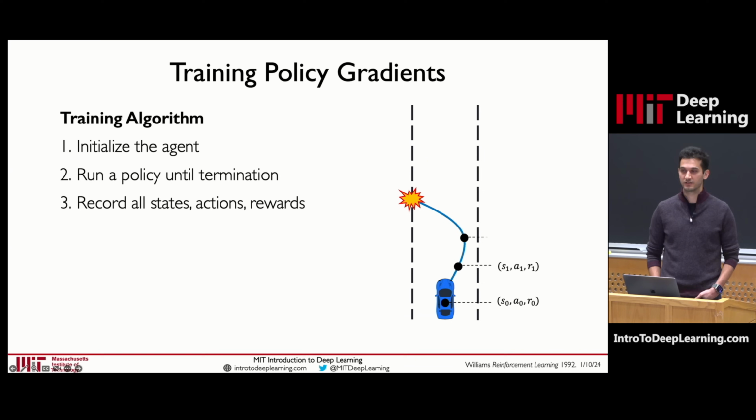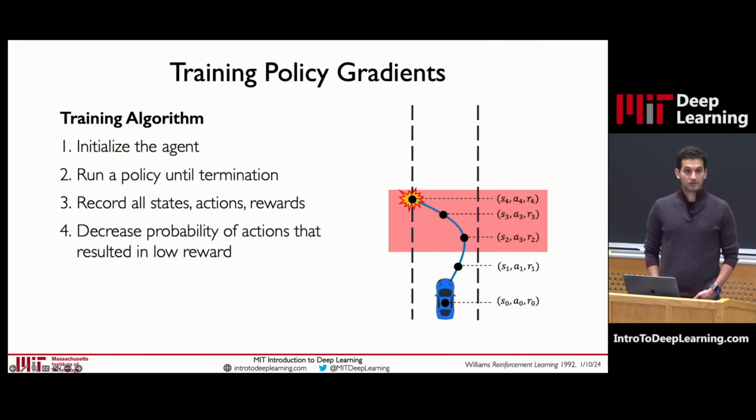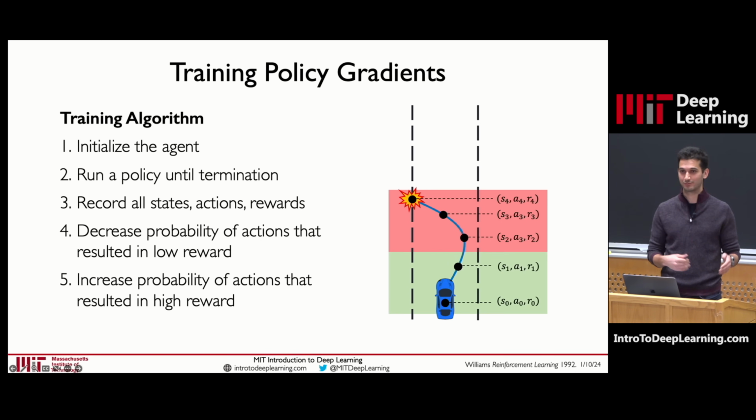What we're going to do now is take that rollout and record all of the state-action pairs. At every state, we record what that state was and what action our policy took at that time step. Now, something very simple. The optimization process in policy gradients is just going to assume the following: I'm going to decrease the probability of everything that I did in the second half of my rollout because I came close to that crash, and I'm going to increase the probability of everything that I did in the first half.